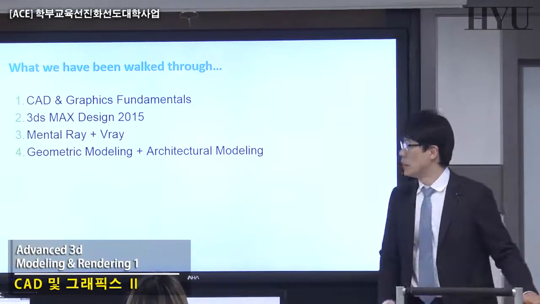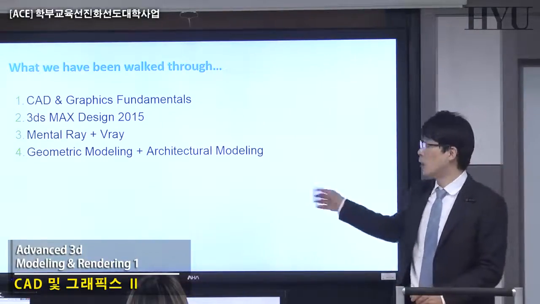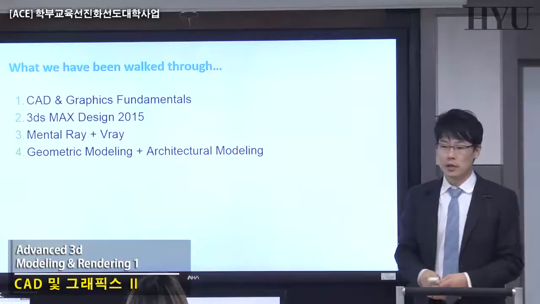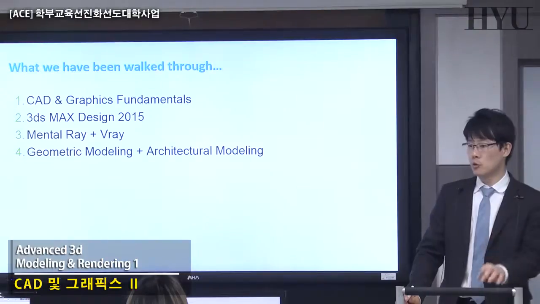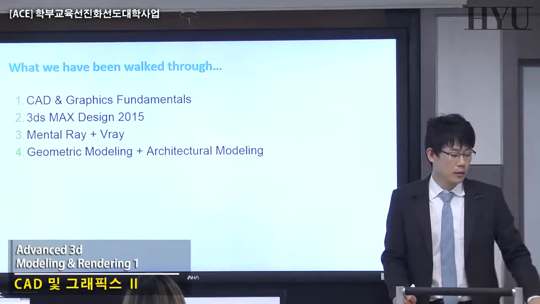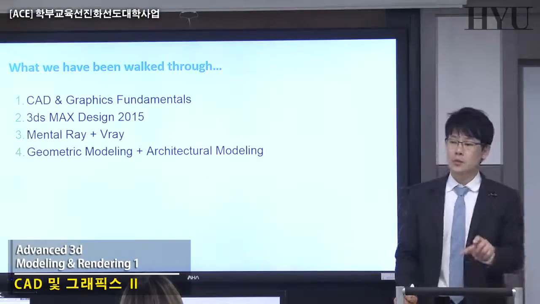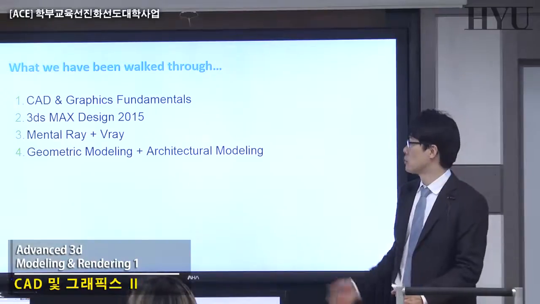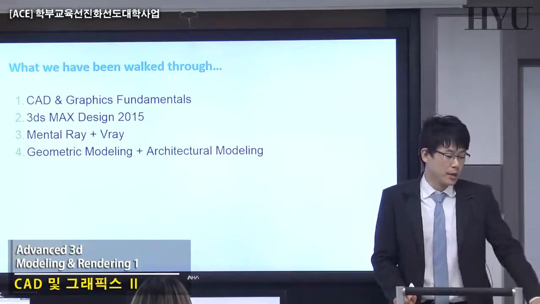and we learned mental ray and V-Ray first. Usually you need to learn how to model your geometry and then move on to technical issues in renderers. But to bring a little more attention to the course and give you a better learning curve, I introduced some renderers first, so that you can create very fancy photorealistic images without any background knowledge. And then recently we walked through some geometric modeling, as well as some AutoCAD plan-based architectural modeling.